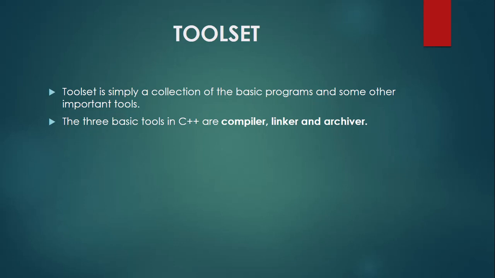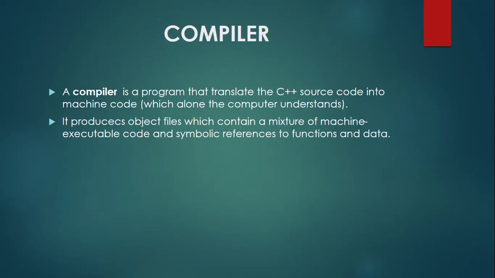The three basic tools in C++ are the compiler, the linker, and the archiver. In order to compile a C++ program, we use a compiler. The compiler sequentially goes through each source file in your program and does two important tasks. The first task is that it checks that your code is following the rules of the programming language. Each programming language has its own set of rules governing the execution of the program.